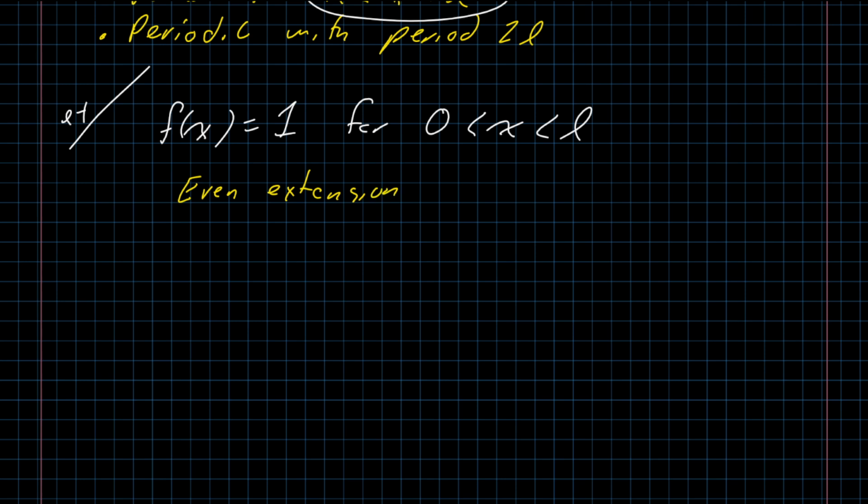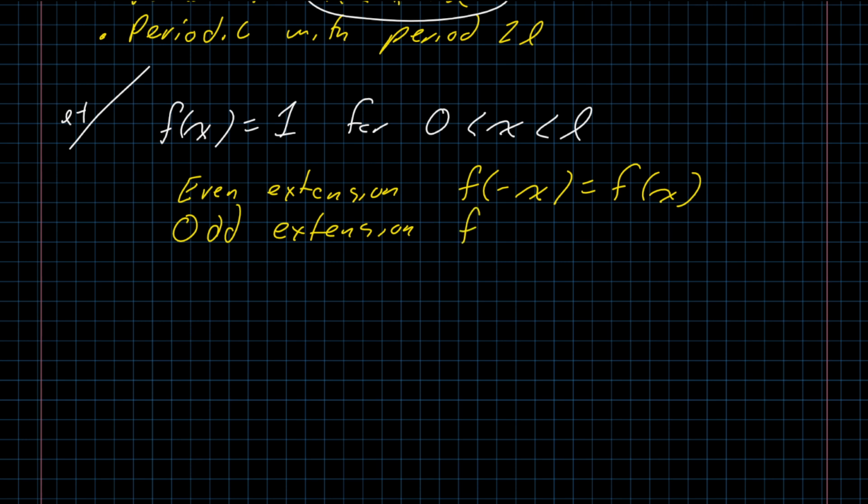We can choose the even extension, which says that f of the opposite of x is equal to f of x, or we can choose the odd extension, which says that f of the opposite of x is equal to the opposite of f of x. Do we have to choose one of these two things? No, absolutely not. Fourier analysis will work when you do not have an even or an odd function, you have something else. But if you do have an even or an odd function, then it really saves you a lot of time and effort.